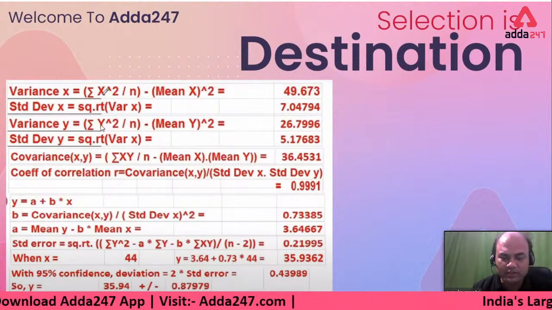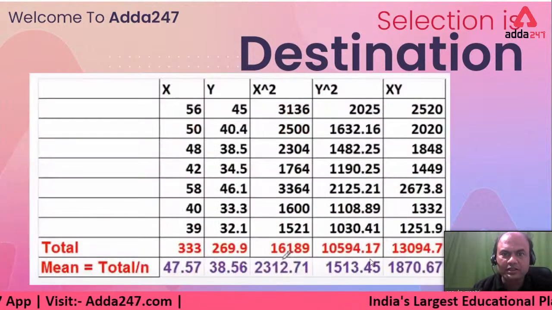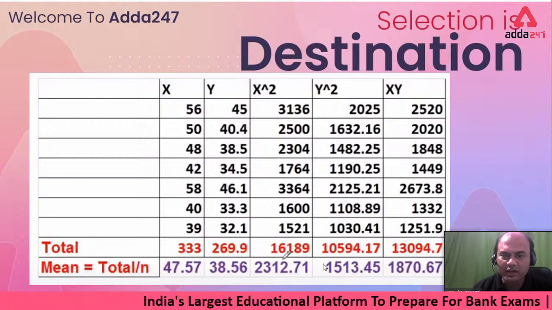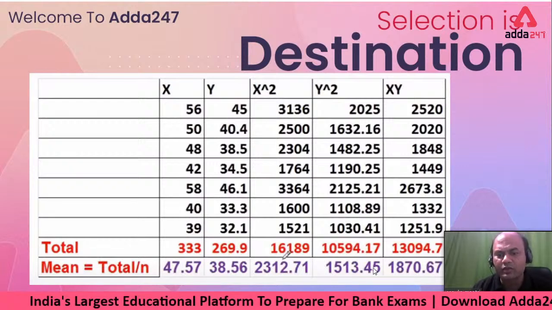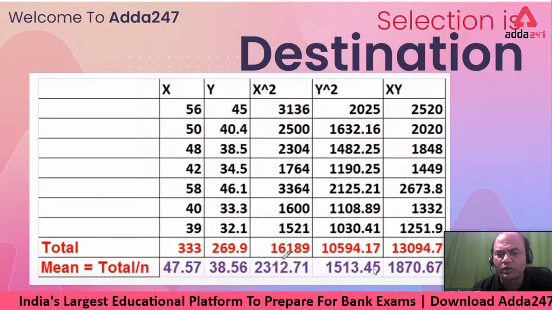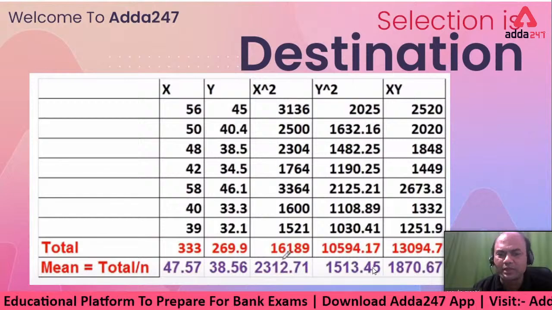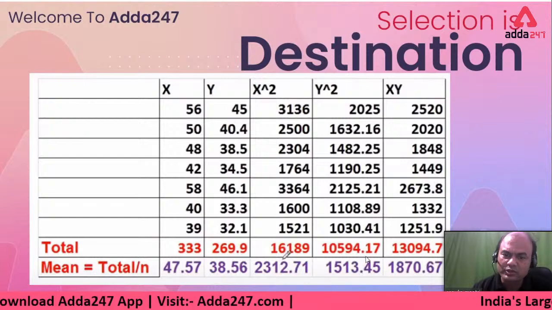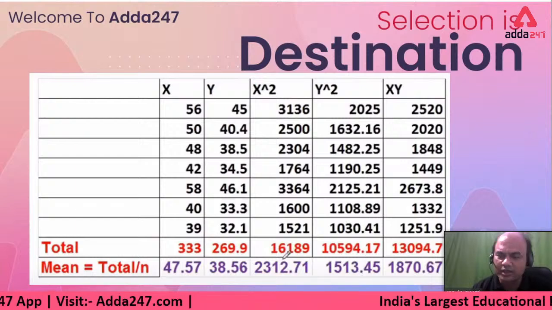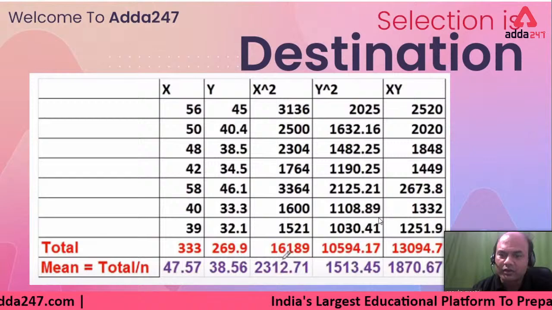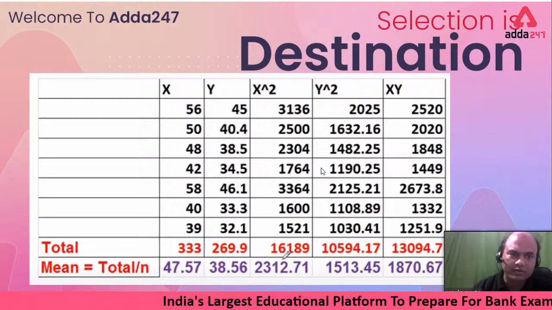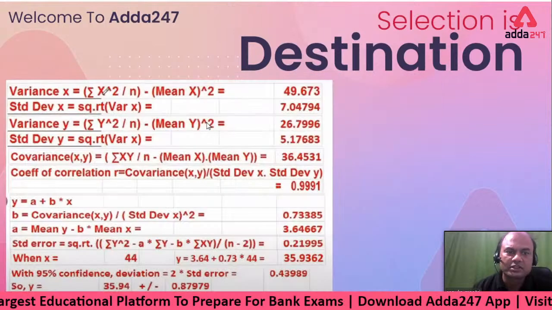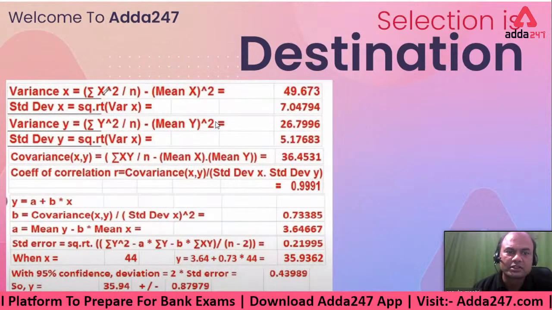Now you'll say, where is summation y square upon n? See this, y square is over here, total upon n, 1513. So summation y square upon n, I got it. What do you mean by summation? Summation is the total, so this total upon n. So what have I got now? Minus mean y whole square, means y bar the whole square, right?